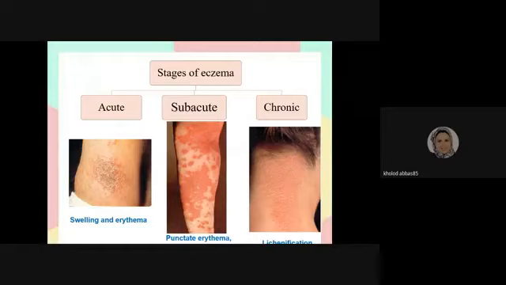We said lichenification means thickening of the skin with hyperpigmentation and increased skin marking. This is what lichenification means: hyperpigmentation or change in color with thickening of the skin and increased skin marking. This is lichenification.